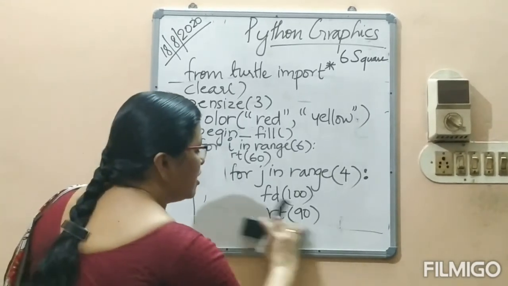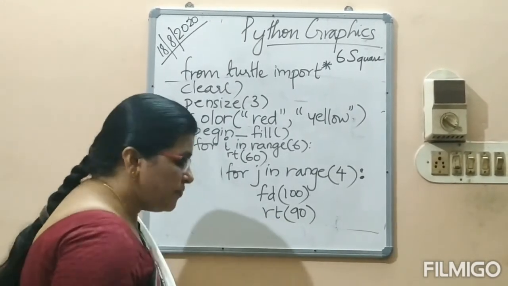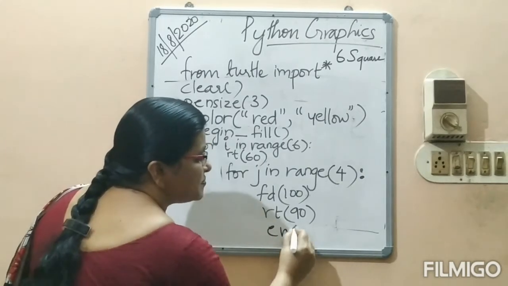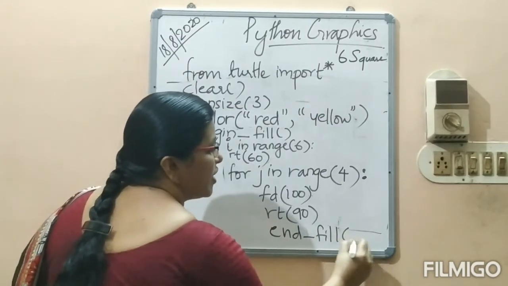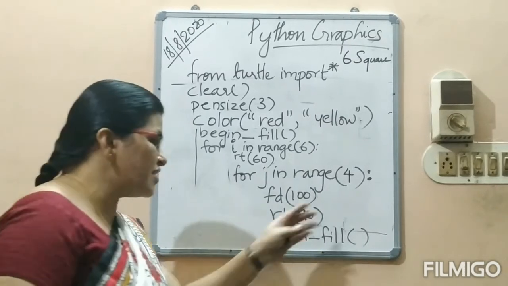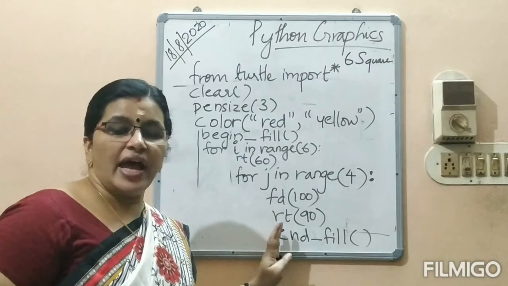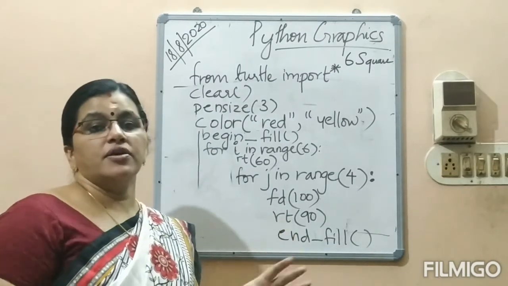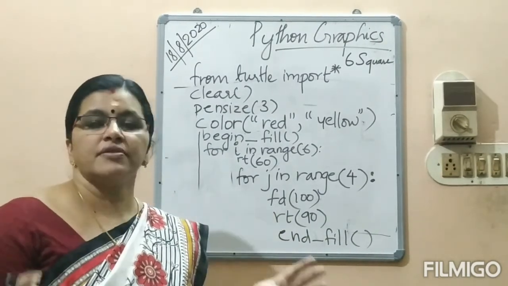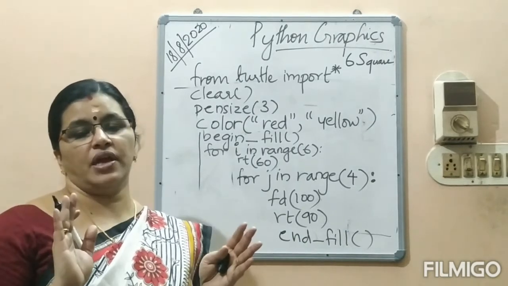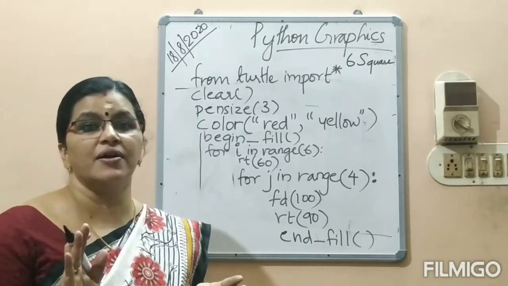What I mean is, if I am writing end fill here, because the cursor will be standing there. If I press the enter key, the cursor will be standing there. If I write the end fill there, I will not get the fill color.